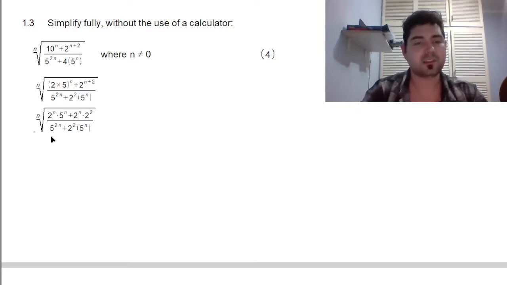So the next step is going to be to take out any common factors that we have, because we have a plus on the top, we have a plus on the bottom, we have more than one term. So if we're going to do anything here, we're going to need to factorize. Let's do that.